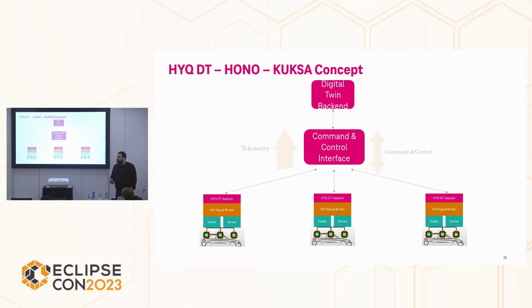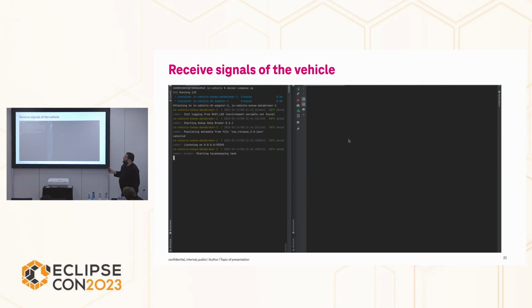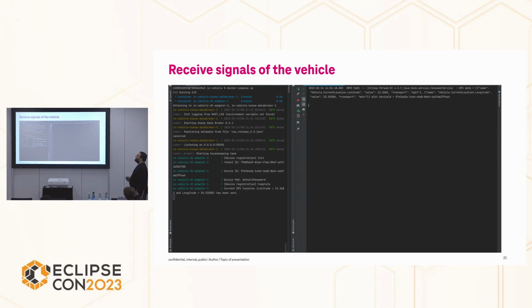Okay. So let's see how that looks in real life. Here now on the left-hand side of the screen, you have the in-vehicle part, and on the right-hand side, you will have the backend platform. So hopefully that will work. Let's see how it works. I prepared the video, otherwise it would be too risky.